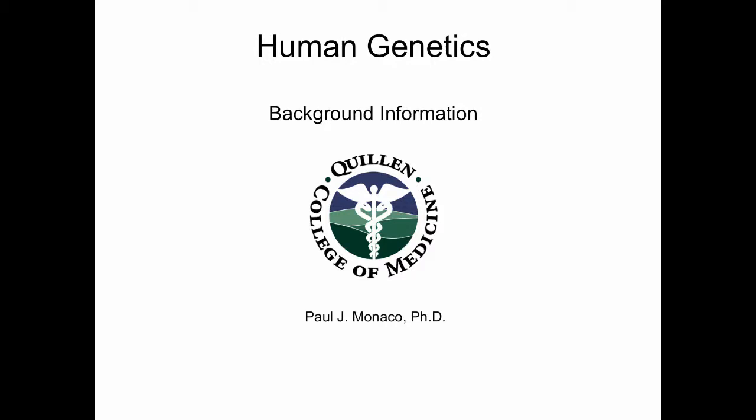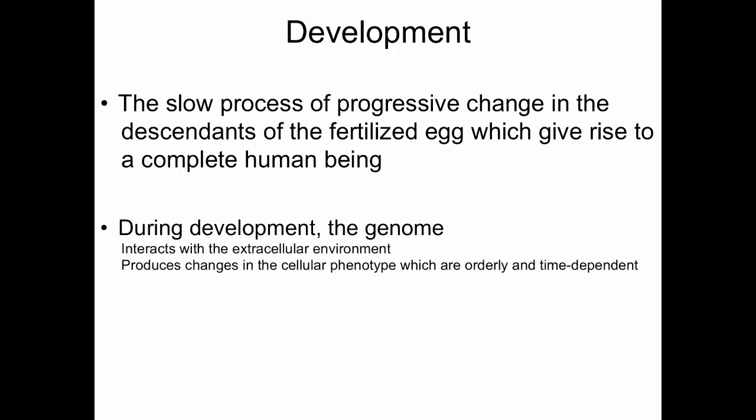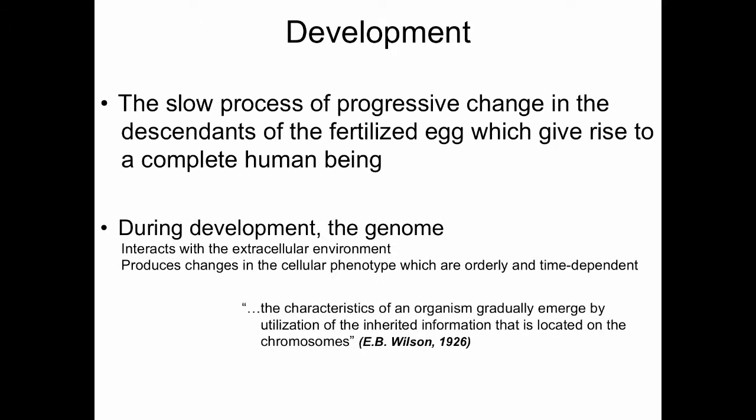This is our second podcast in our human genetics series, and I'm presenting this just to provide you with some general background information. We'll start by considering development. Development is the slow process of progressive change in the descendants of a fertilized egg, which will give rise to a complete human being. And during development, the genome interacts with the extracellular environment to produce changes in the cellular phenotype. And you know from your study of embryology that these changes are orderly and time dependent.